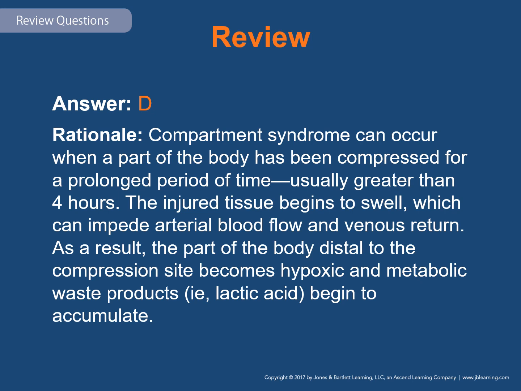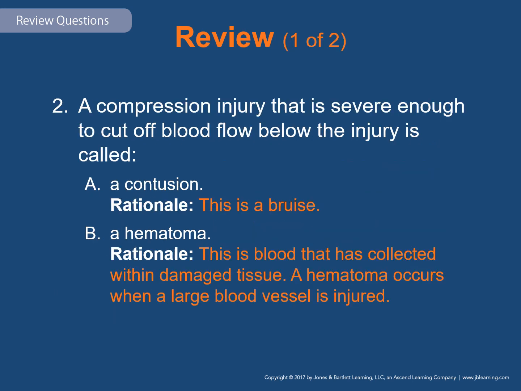Let's look at the incorrect answers. To remind you of the scenario, a compression injury that is severe enough to cut off blood flow below the injury is called A, a contusion. That's incorrect because, again, a contusion is a bruise. B, a hematoma. That's incorrect because, by definition, a hematoma is blood that has collected within damaged tissue, and a hematoma occurs when a large blood vessel is injured.